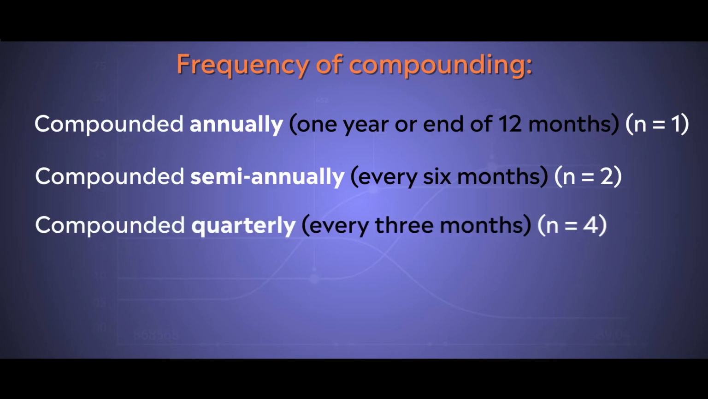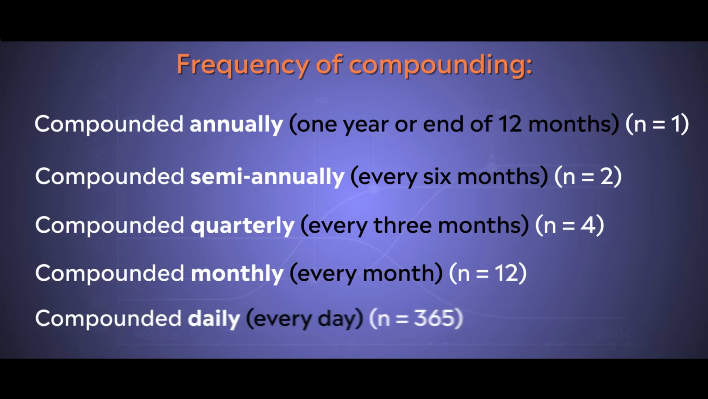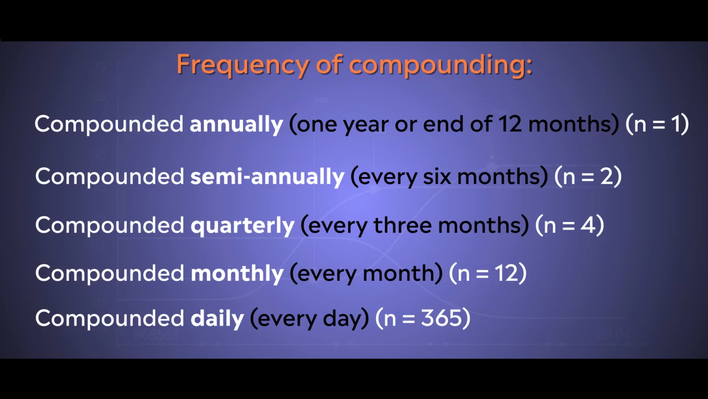And what if it is quarterly? If it is quarterly, then in a year there are 4 quarters, so N will be equal to 4. Then if it is monthly, N will be equal to 12. If the interest is compounded daily, then N is equal to 365.